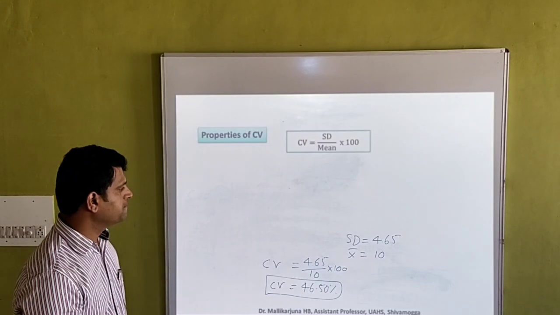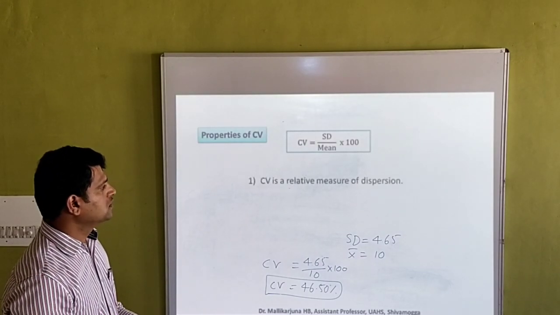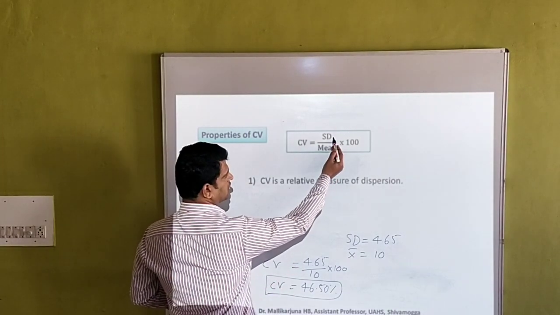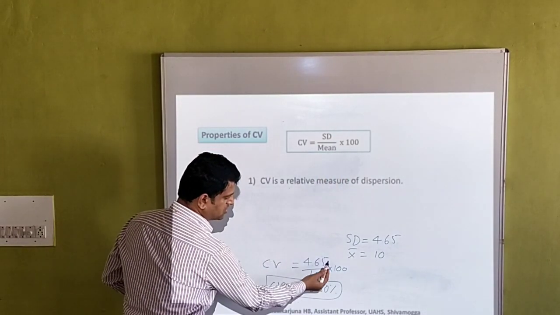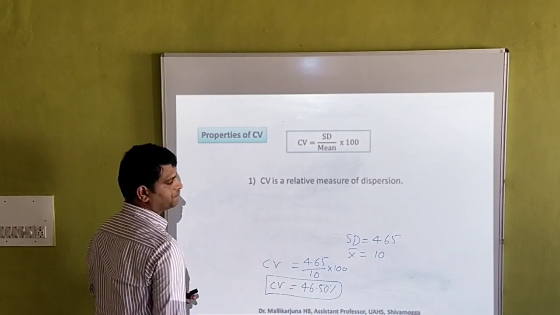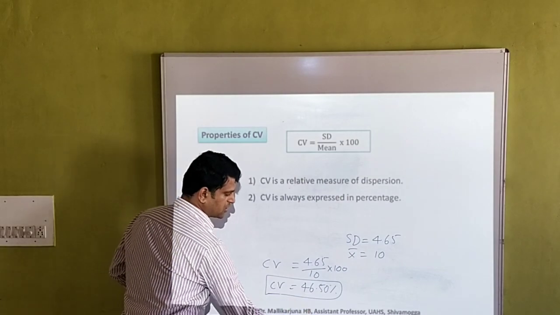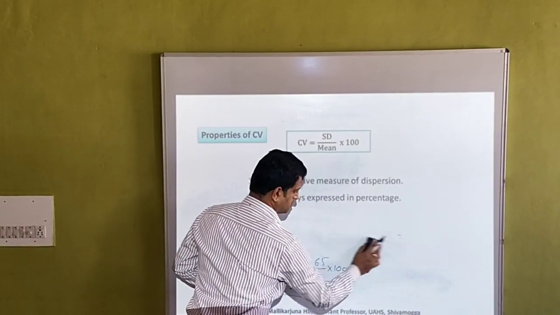Properties of CV. CV is a relative measure of dispersion. Of course, it has taken SD and mean; SD and mean is a relative. CV is always expressed in percentage. Of course, I have expressed it in percentage.